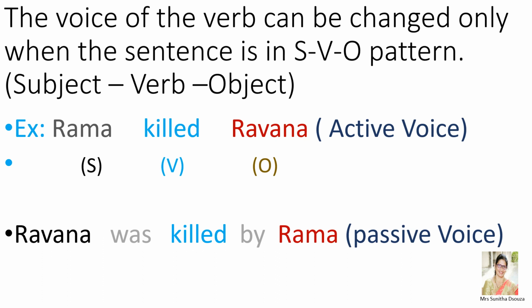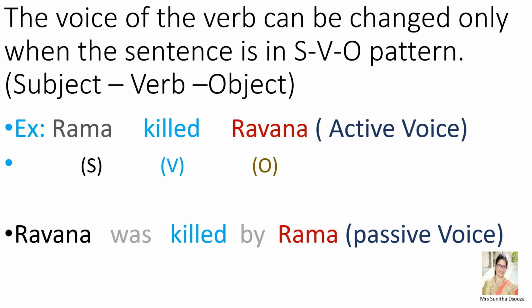Here is an example for active voice and passive voice. The sentence: Rama killed Ravana. Rama is the subject, killed is the verb and Ravana is the object. When you change this active voice into passive voice, you add a helping verb to the verb, and the verb will be the third form of the tense. Here in the active voice, killed is the past tense, and in the passive voice you have to use it as a past participle. Killed as a past participle is the same, so the verb will be killed only.